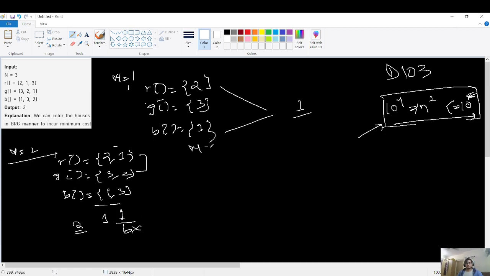But let's say for n equals to 3, what we are doing here is 2, 1, and 3, and 3, 2, and 1, and 1, 3, and 2. So we need to consider all the possibilities, right? Before finding the minimum.